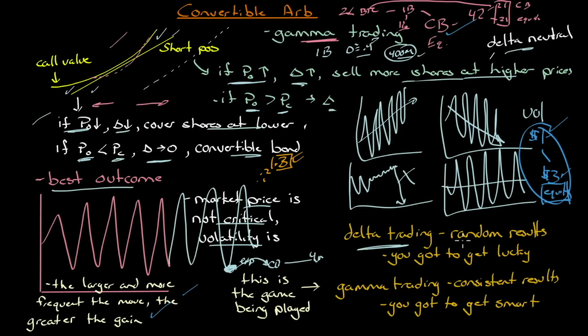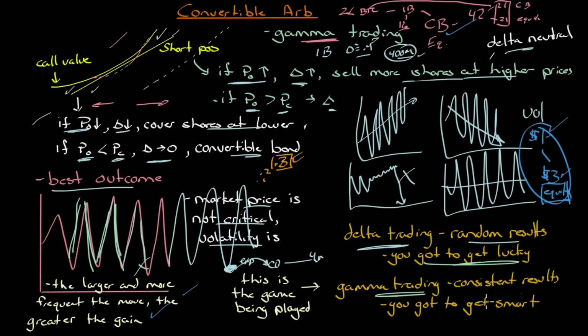If you're delta trading, you're going to get random results. Why? Because you need this thing to move up and down and up and down, and you make money and you give it back, and you make money and you give it back, and oh, you blew up. You're playing the wrong game. You've got to get lucky. If you're playing basketball on a soccer field, you've got to get lucky and hope the ball is never passed to you, because as soon as it touches your hands, it's a soccer game, penalty.